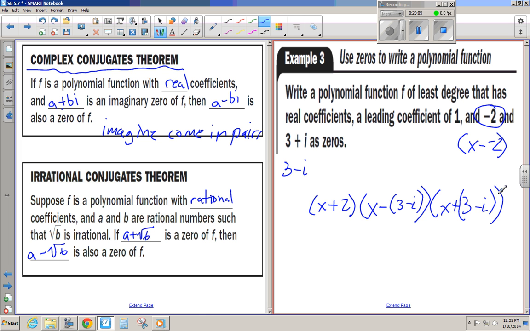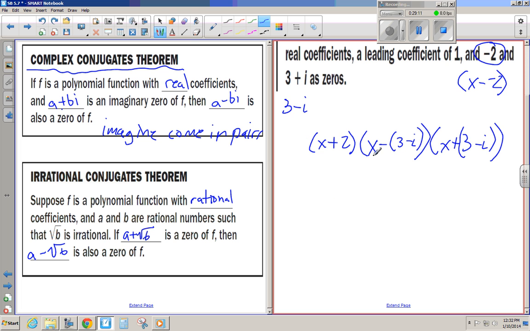And then we have to do some multiplying. And this is where foiling, factoring will come into play. Let's do this part right here first. It's x plus 2. That's x minus 3 plus i. And that's x plus 3 minus i. And let's do the conjugates first.